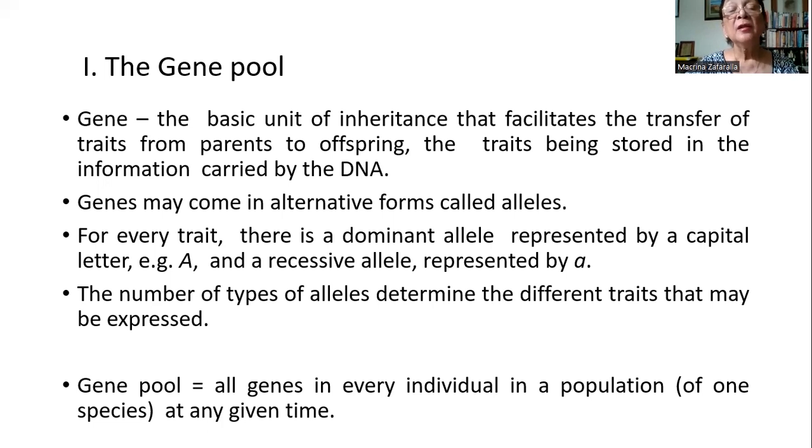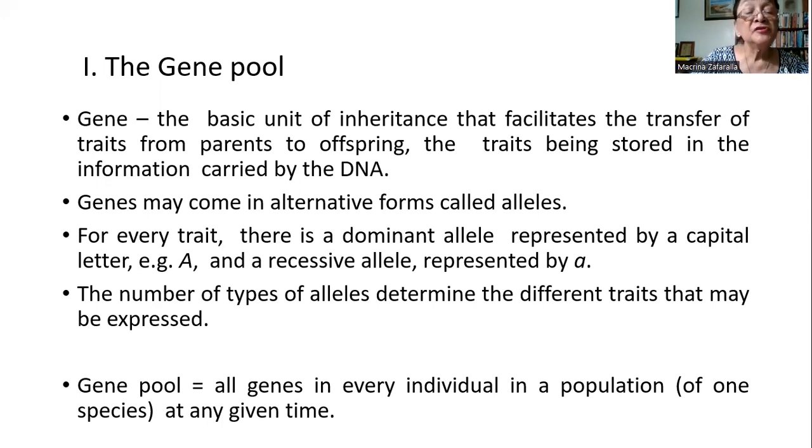Genes may come in alternative forms called alleles. Now, for every trait, there is a dominant allele represented by a capital letter, for example, A, and a recessive allele represented by the little a. The number of types of alleles determine the different traits that may be expressed by an individual.